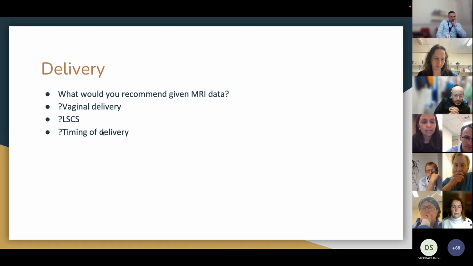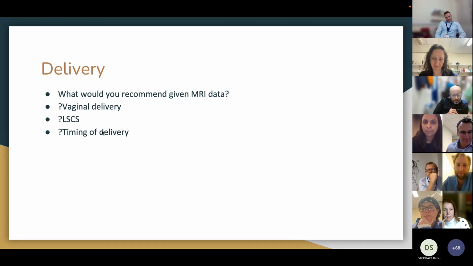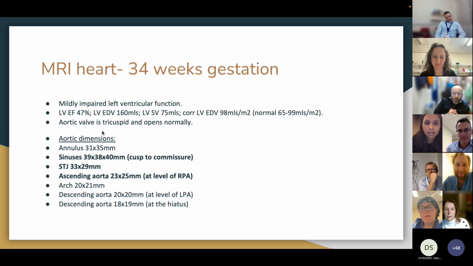So in terms of this new MRI data, what will be your thoughts about the method of delivery now, vaginal delivery versus a C-section, and what would be the ideal timing of delivery in this situation? I'd love to hear your thoughts. How far are we down the line, a week or 2 or 3 weeks? 34 weeks, so we're just a week down the line.